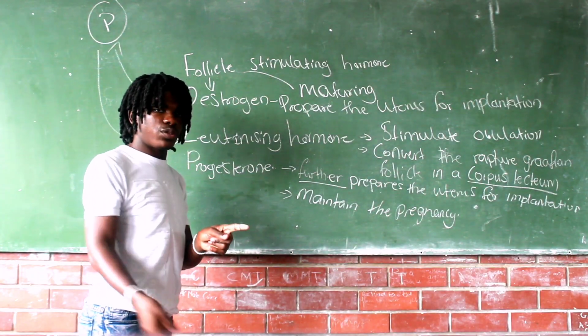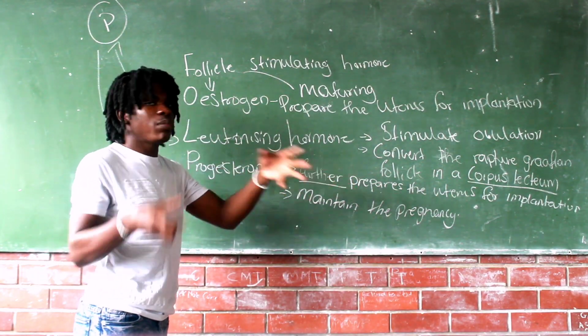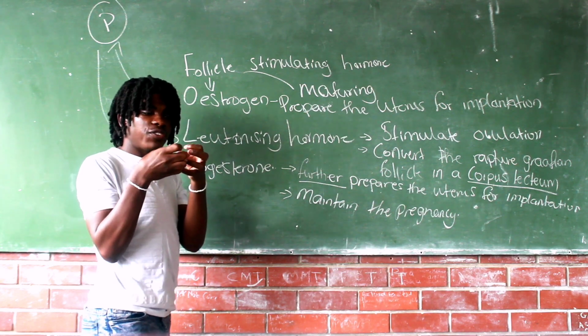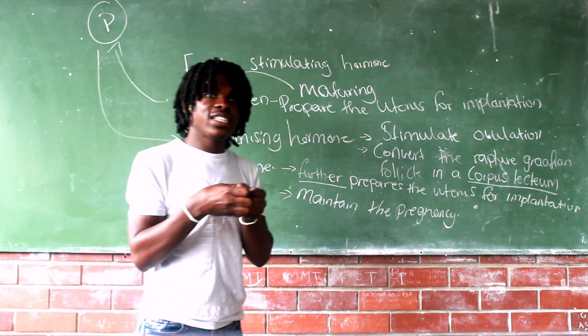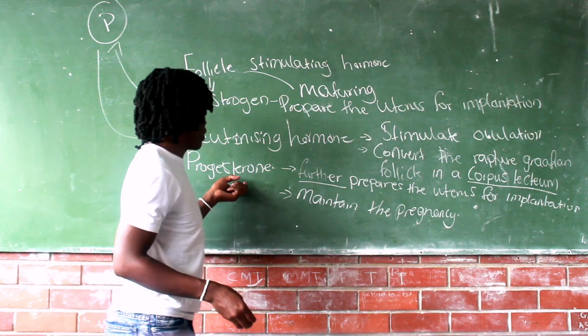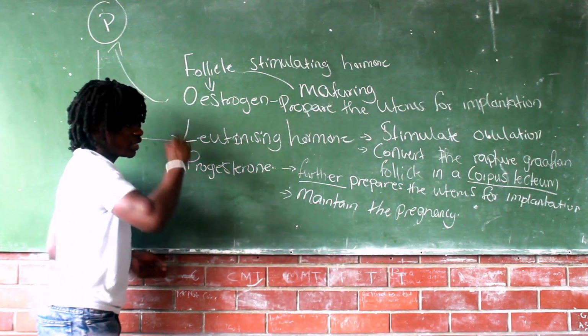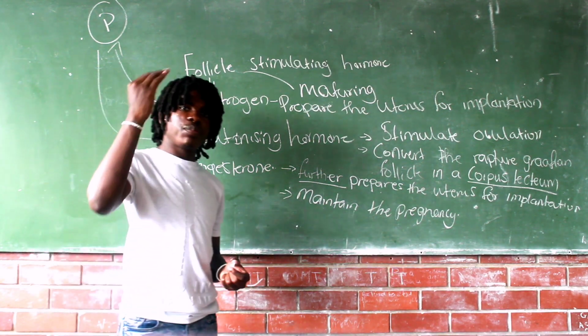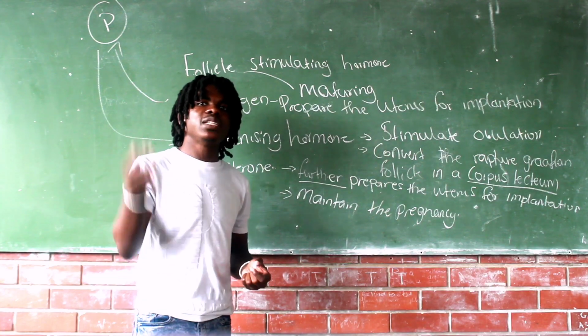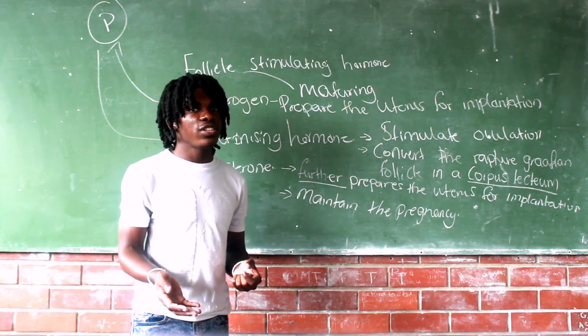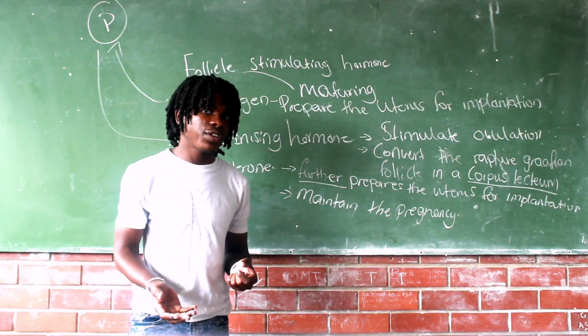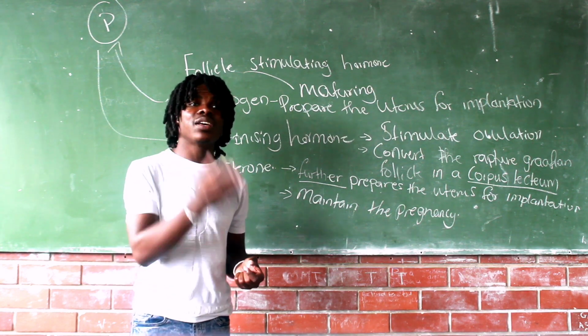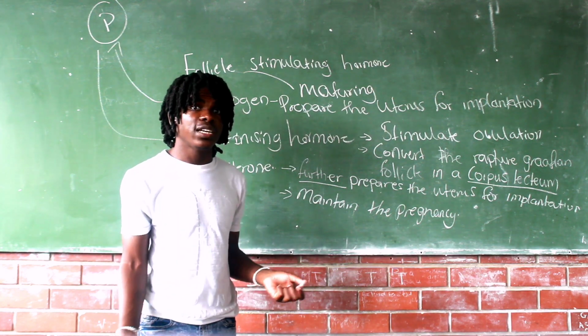But we know that throughout the cycle, the corpus luteum shrinks. And if it shrinks and there is no implantation, then the progesterone levels go down. If the progesterone levels go down, it means there was no implantation that took place, no fertilization occurred, and therefore the female is not pregnant.